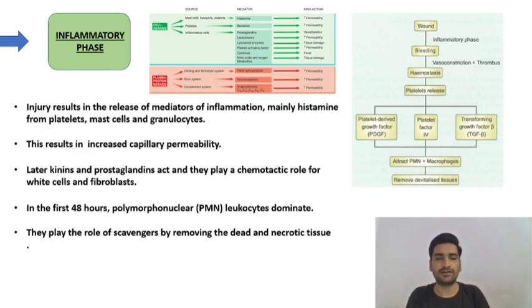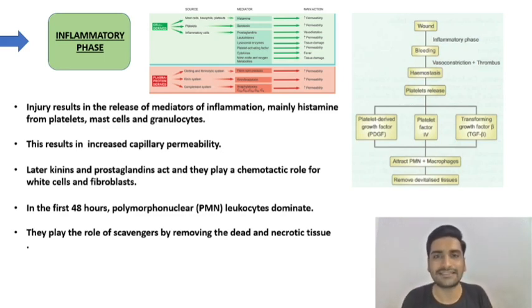So now the first stage is your inflammatory phase. In the inflammatory phase what happened? Histamine came, prostaglandins came. What did they do? They increased the permeability, they increased the dilatation. So once the dilatation is increased, chemotaxis will happen. That is, the neutrophils are going to go from the vessel, outside the vessel, to inspect the area where injury has occurred. Once they have inspected, they are going to clean that area. This is going to happen for the first 48 hours. I hope till now you are clear.